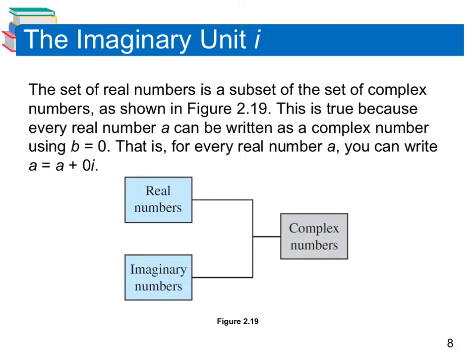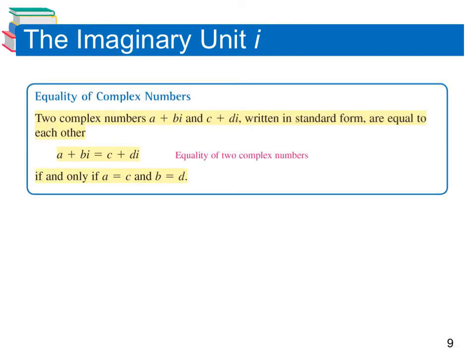Okay, we're going to skip this slide. For this next one, it's the equality of complex numbers. Two complex numbers, a plus bi and c plus di, are written in standard form. If they're equal to each other, then we know that the real parts have to be equal to each other. That would mean a and c are equal, and then the imaginary parts have to be equal to each other. So if you have two complex numbers that are equal, the real parts have to be the same and the imaginary parts have to be the same.